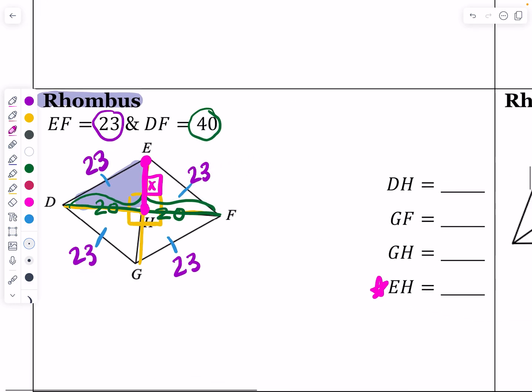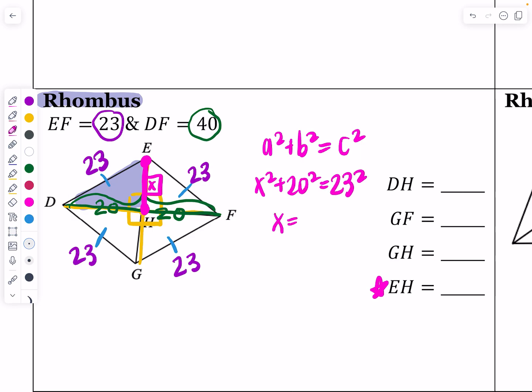We're going to use the Pythagorean theorem, which says that a squared plus b squared equals c squared, where our hypotenuse in this picture is going to be 23. So I'm going to fill that in. x squared plus 20 squared equals 23 squared. So x is going to be the square root of 23 squared minus 20 squared, which I believe is the square root of 129. Let me make sure that's right. You do get 129, so the square root of 129 is about 11.4. So EH is about 11.4.